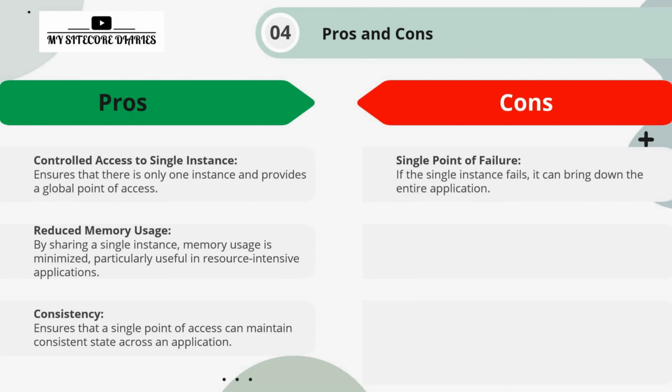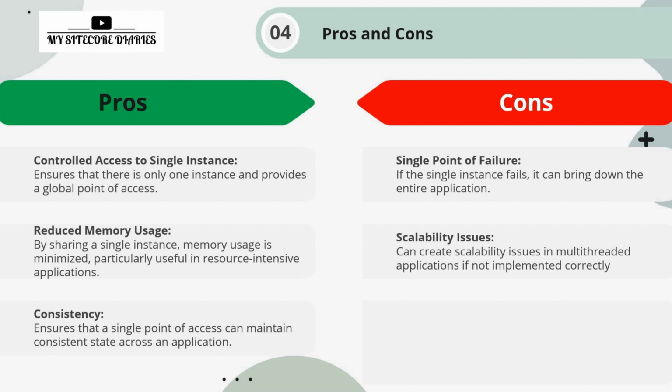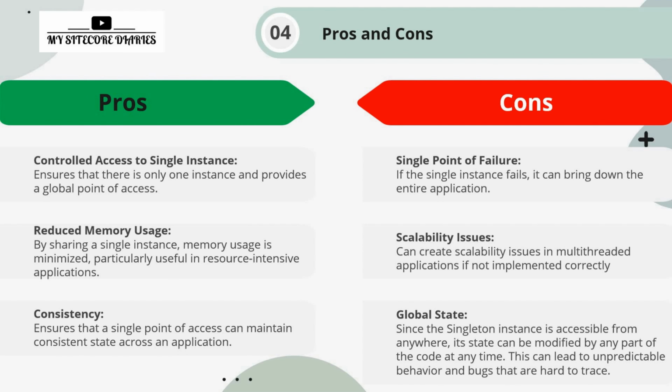What are the cons? Single point of failure. As it will have only a single instance, it is controlled, but if the single instance fails, it can bring down the entire application. Scalability issues: it can create scalability issues in multi-threaded applications if not implemented correctly. So if you have a multi-threaded application, then scalability might be a problem in the singleton pattern. And then the global state: since the global instance is accessible from anywhere, its state can be modified by any part of the code at any time. This can lead to unpredictable behavior and bugs that are hard to trace. So these are the cons.